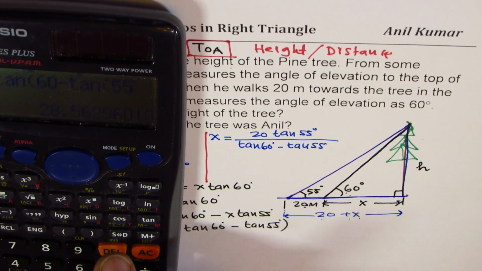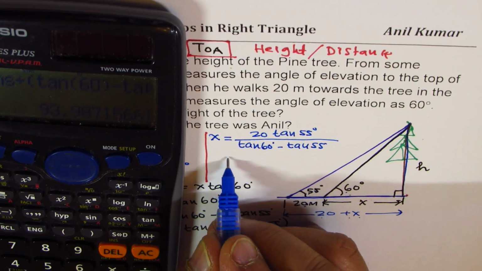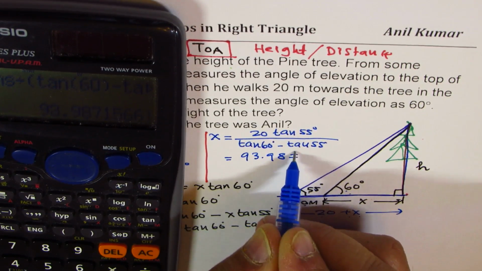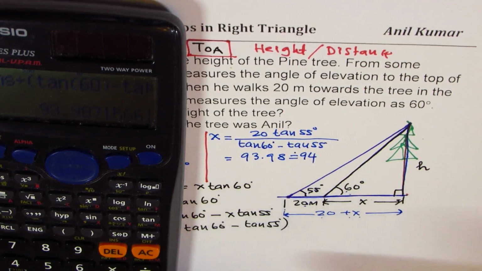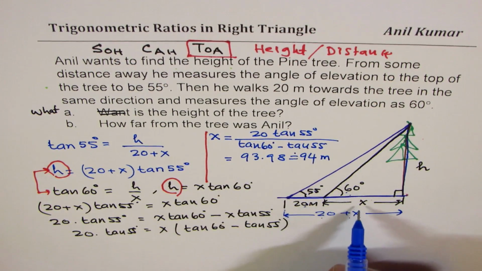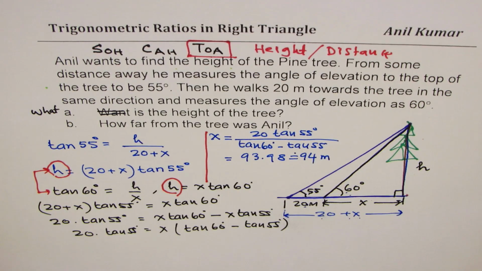So I've already put them in brackets. Actually I missed one bracket. So let me rewrite. Tan 60, bracket close, minus tan of 55. Tan of 55, two brackets closed now. Is it okay? So what we get here as x is equal to 93.98. So let me just round it to 94 units, which is meters. So we get x as 94 meters.